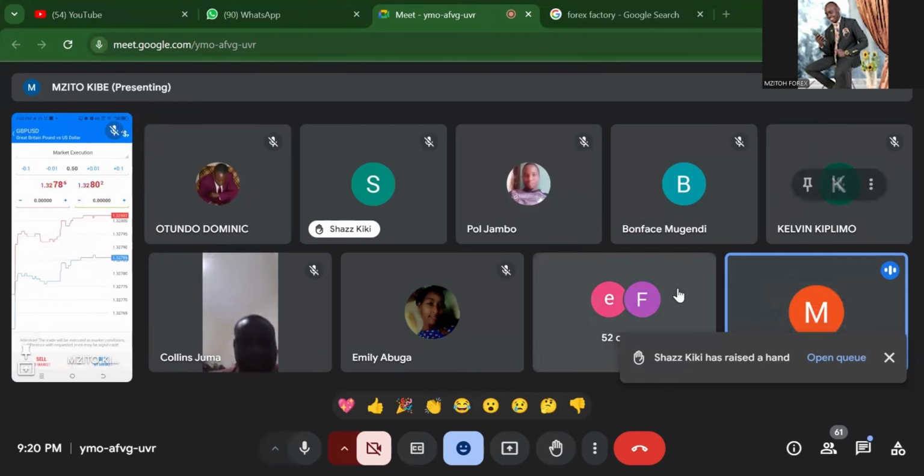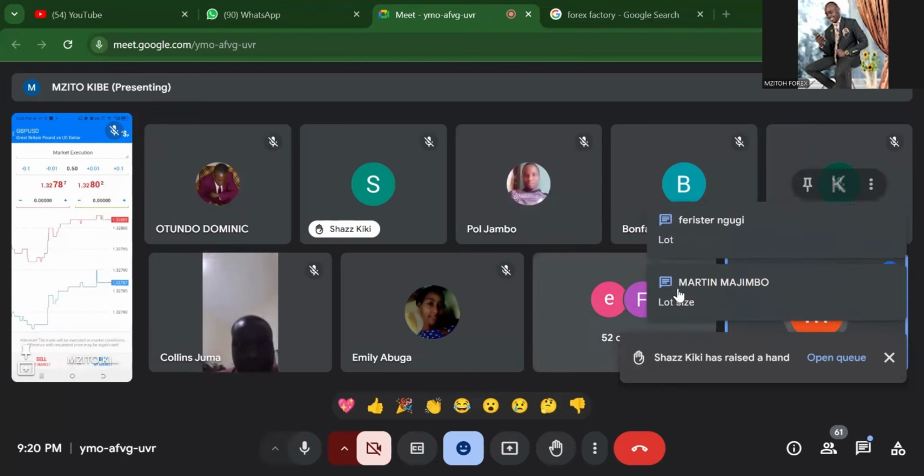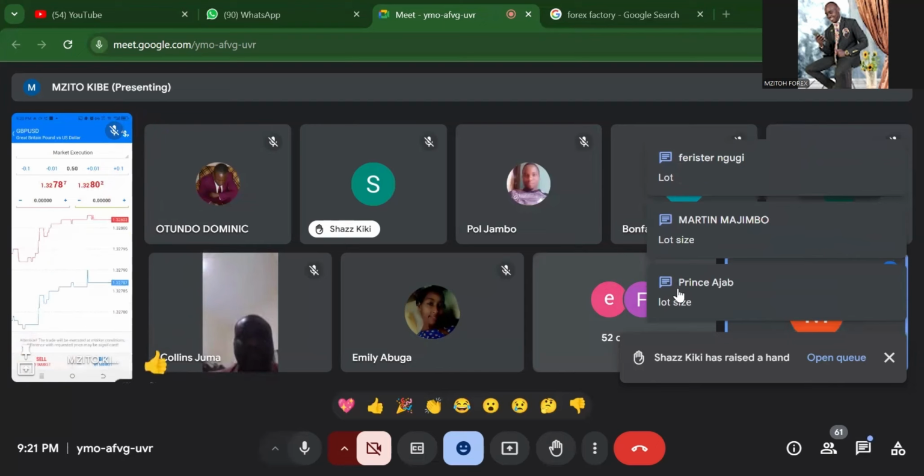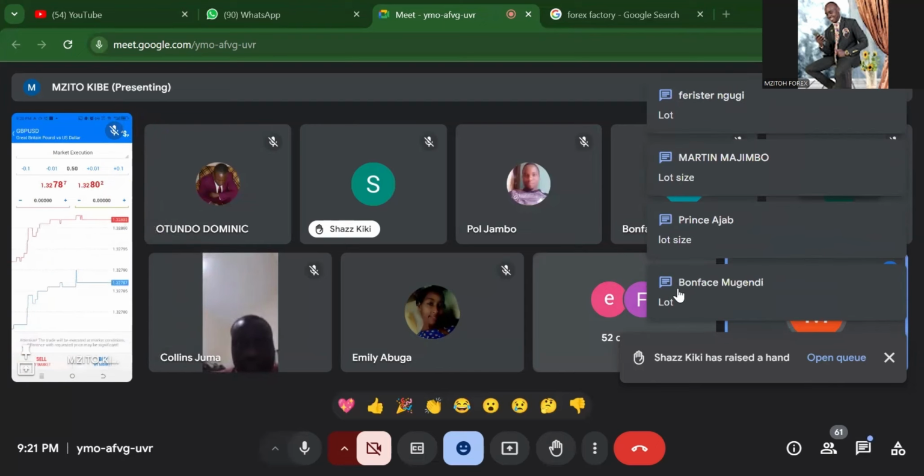Now you are here. You want to place buy or sell. But before that, yes, lot size. Sister, lot size. Prince, lot size. Yes, Boniface, lot size.